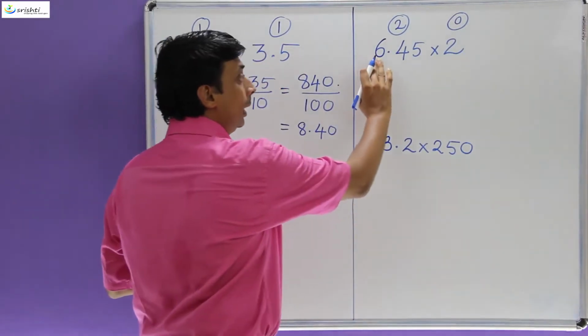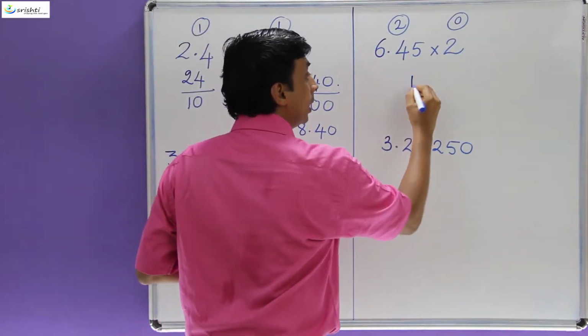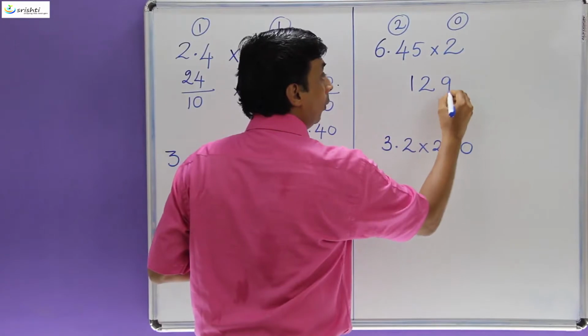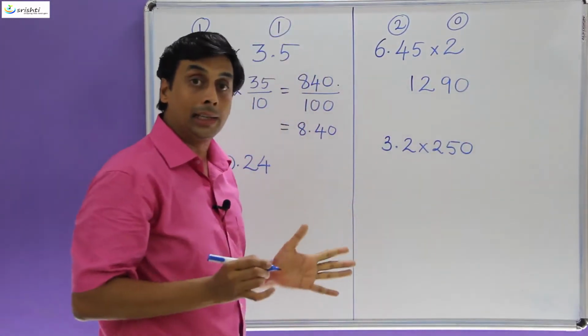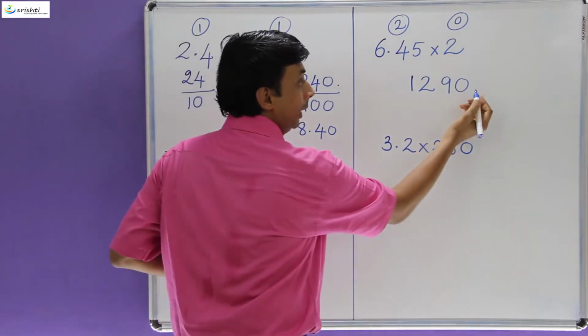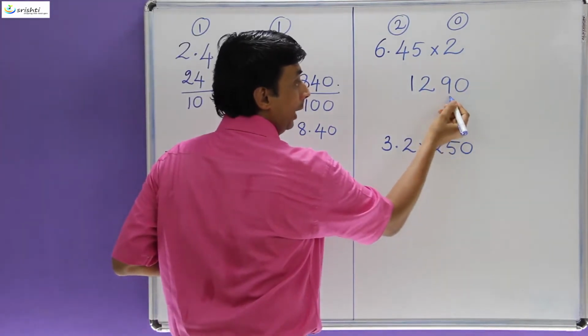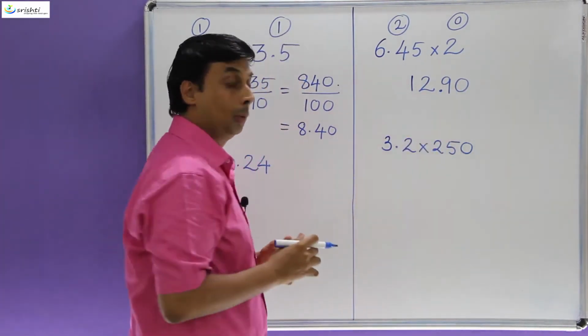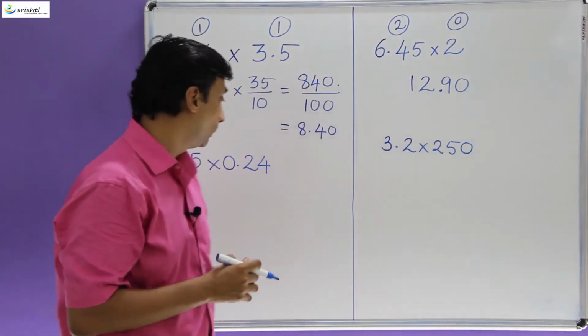So let's simply multiply 645 by 2. 645 by 2 is 1290, and in the answer we have to give two decimal places. So let's start with the decimal places from the right, 1 and 2. So the answer is going to be 12.90.